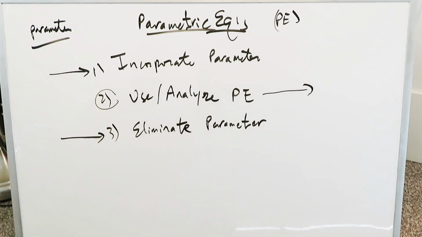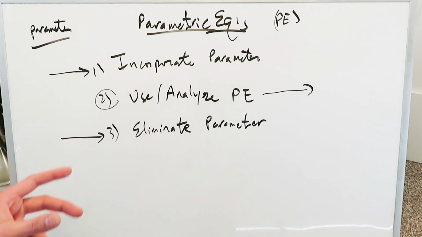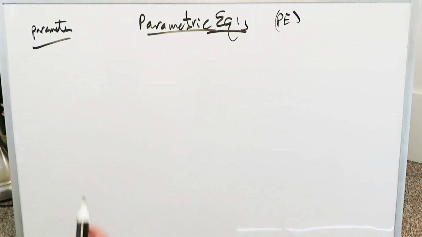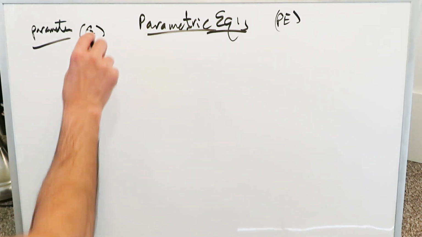In this video, let's then stress and emphasize only on the steps 1 and 3. We will incorporate a parameter into an equation form, and then we will eliminate that parameter, and in between we'll show you what the procedure is. In this video, I'm going to use only a single example, and the parameter will be the theta variable.